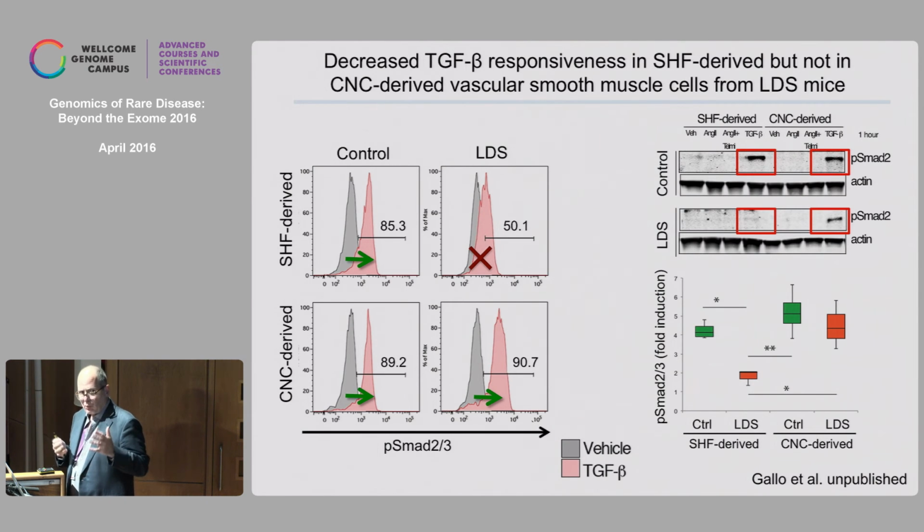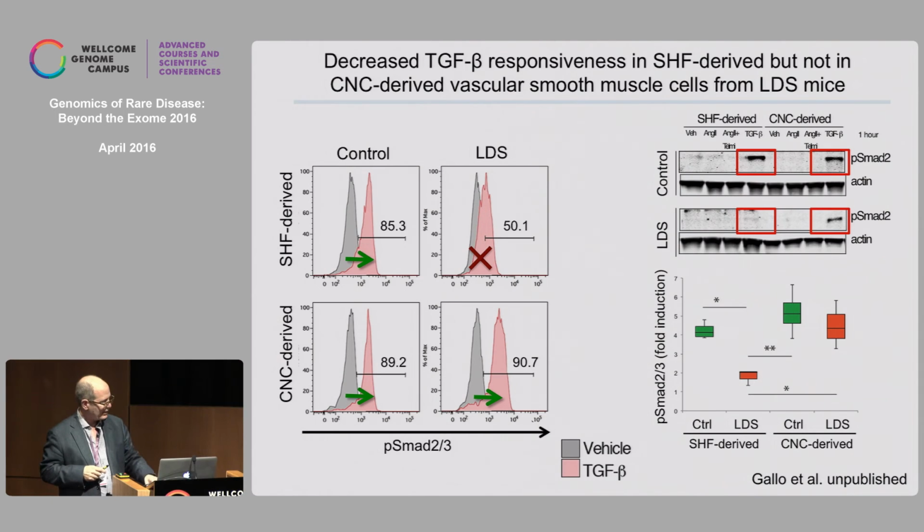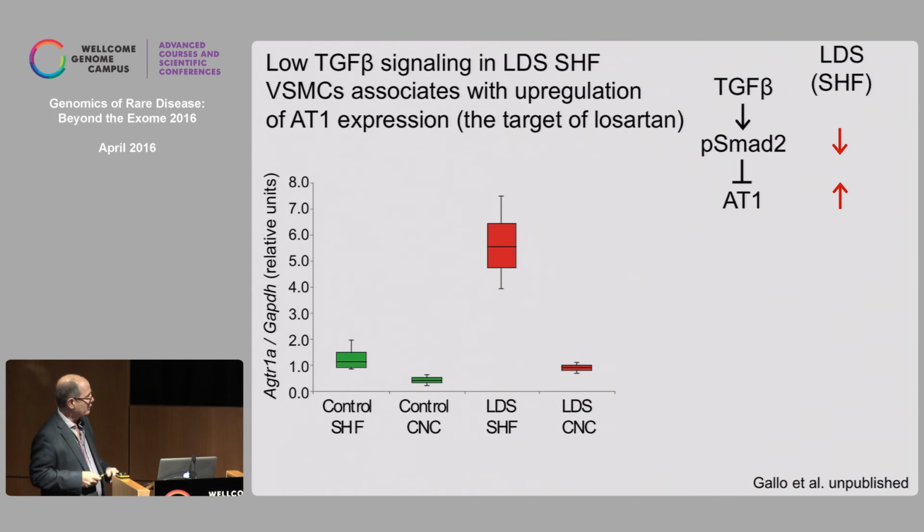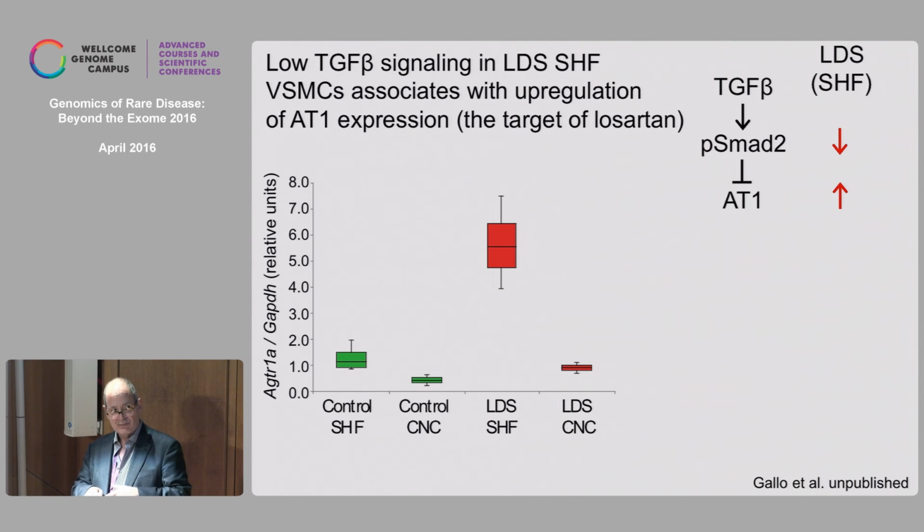So then we began to explore what's the consequence of this? What happens in these second heart field-derived cells when there is collapse of signaling? We already had a reasonable hypothesis that the angiotensin II type 1 receptor was involved because losartan is such an effective treatment. When we looked at expression of the AT1 receptor, we found that this is uniquely elevated in the second heart field-derived vascular smooth muscle cells from Loeys-Dietz mice, not in second heart field-derived cells from control animals. So we see an epigenetic release of expression of the angiotensin II type 1 receptor.